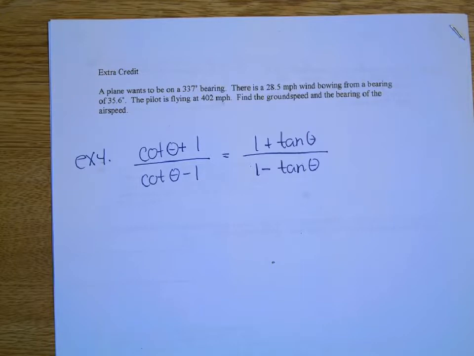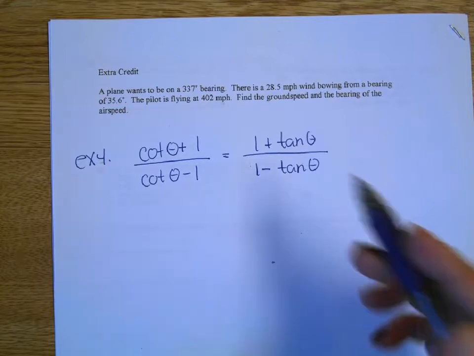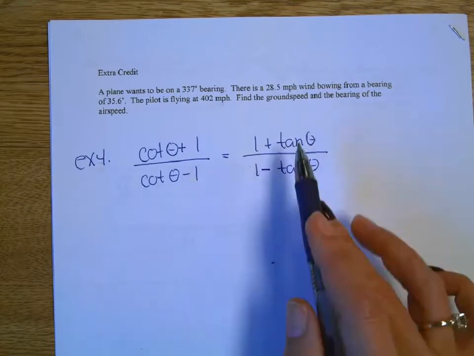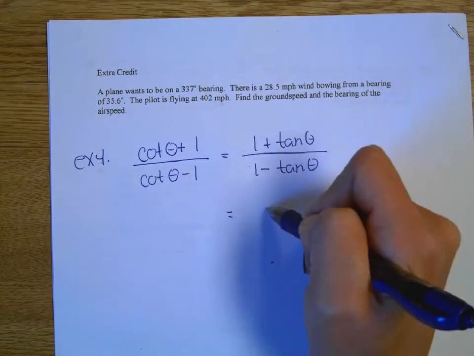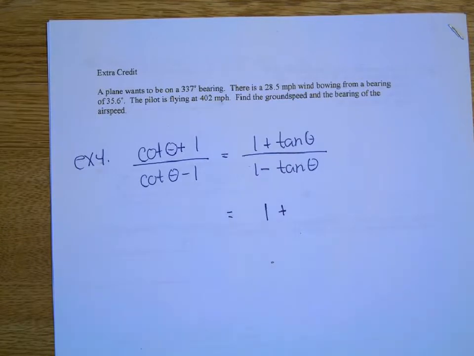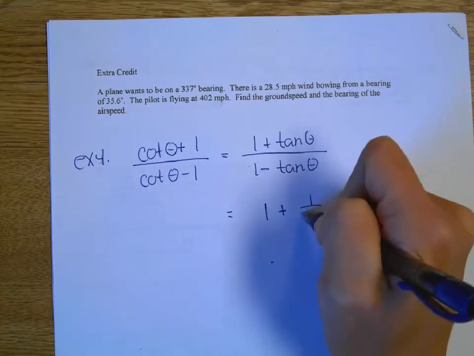Okay, this one's tricky. On one side I've got cotangents, on the other side I have tangents. And we know there's a direct relationship there. As far as which side's more complicated, I think they're equally complicated looking, so it doesn't matter whether we work on the right or the left. Let's work on the right. I want to get rid of tangents and see cotangents, because I know my answer is going to have cotangents in it. Let's leave the one. What can I do with tangent so that I see cotangents? 1 over cotangent.